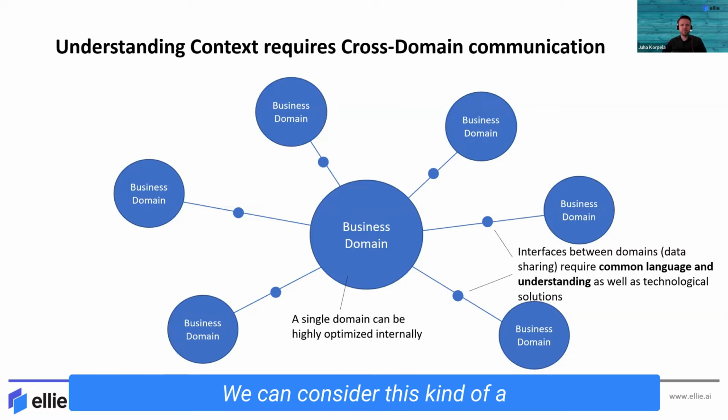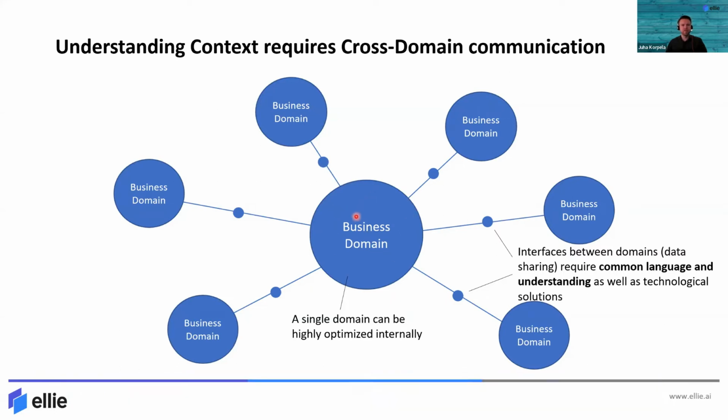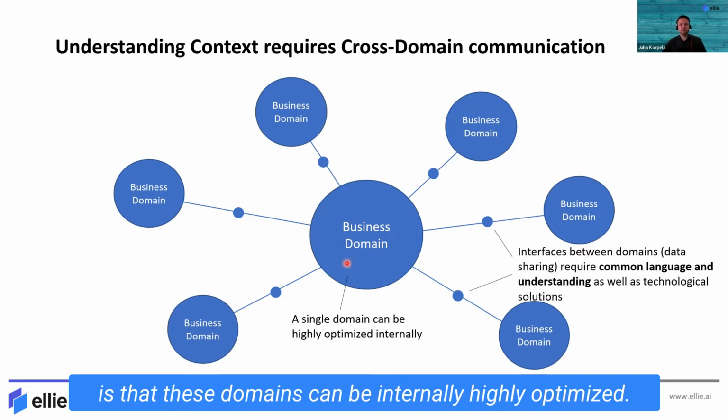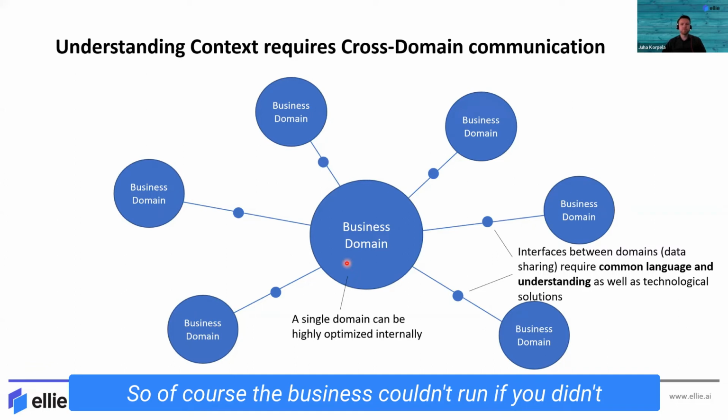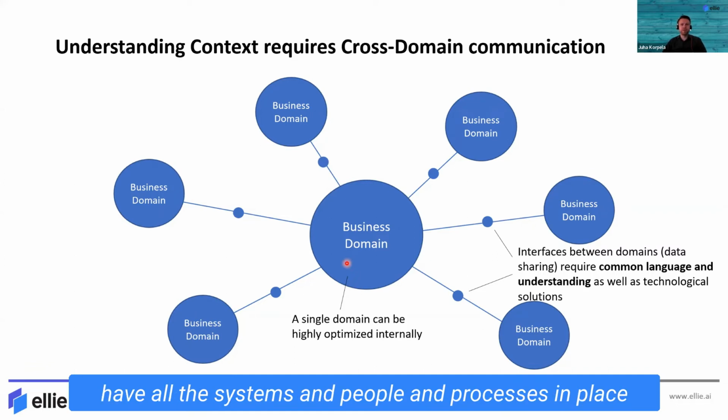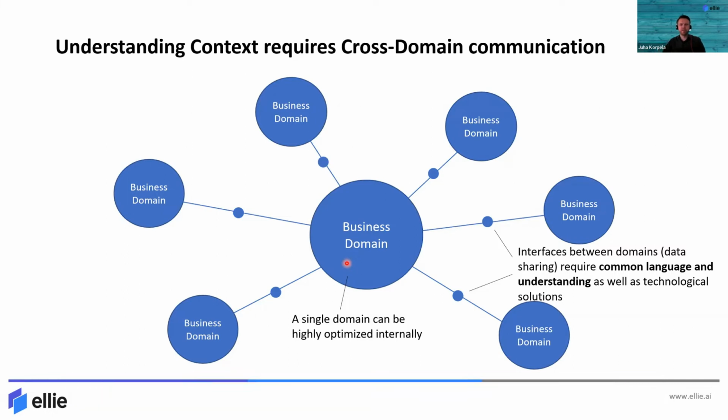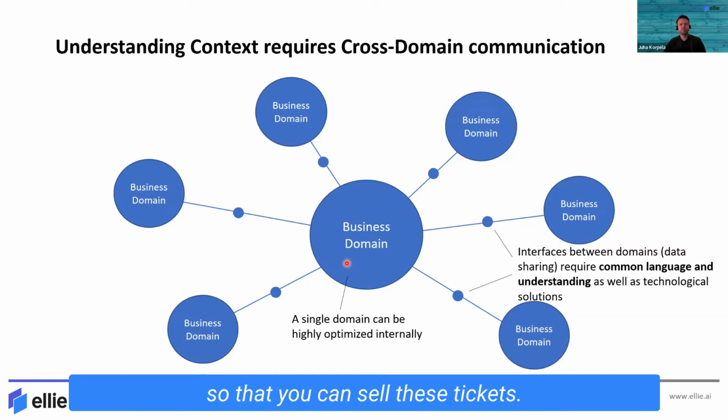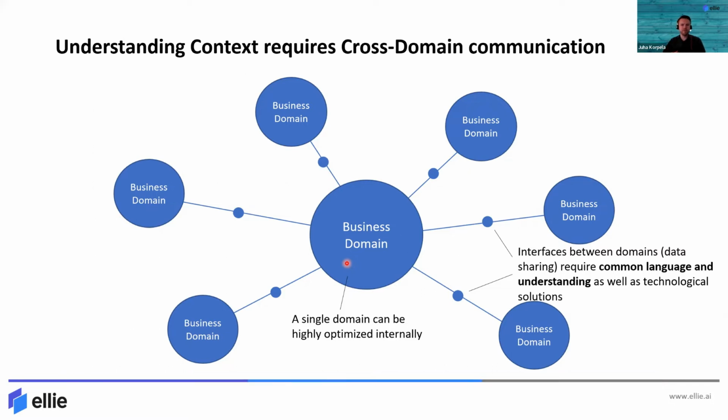We can consider this a simplified picture of an organization where we have basically a business domain here. It could be the online ticket sales for the airline company or whatever. And what we have to understand is that these domains can be internally highly optimized. Of course, the business couldn't run if you didn't have all the systems and people and processes in place and all the data going exactly where it needs to go so that you can sell these tickets. But this is often handled in isolation even.